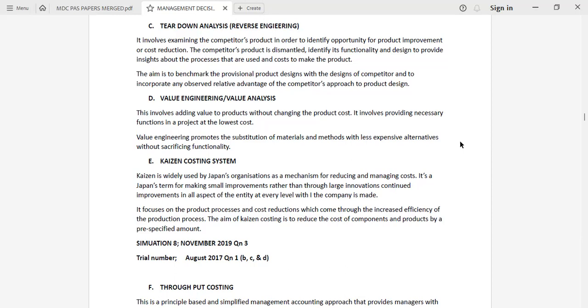So under this, we are saying that the developers or the production engineers will get the competitor's product, dismantle it, and analyze everything, all the ingredients.